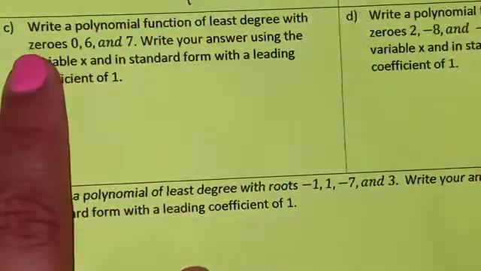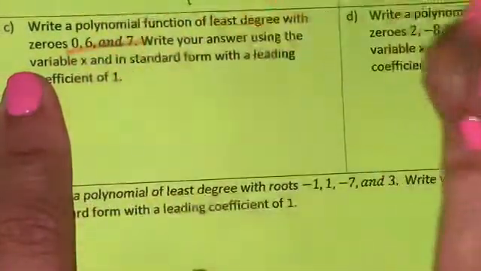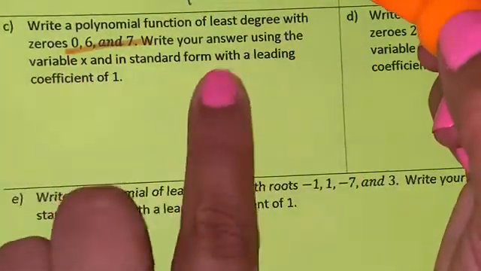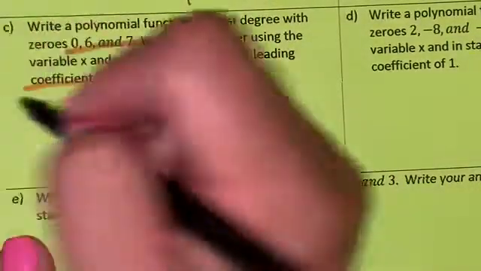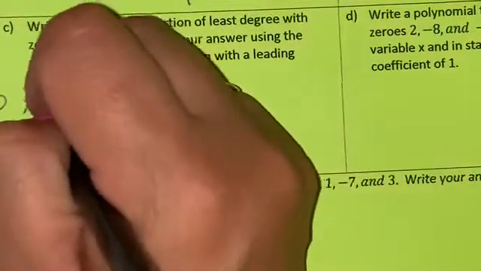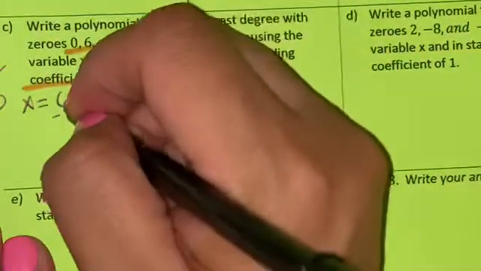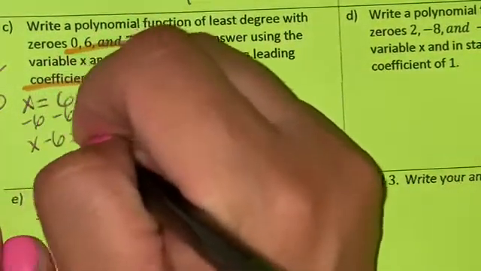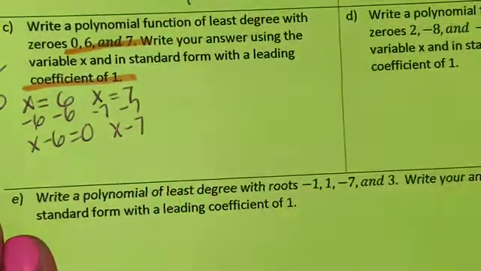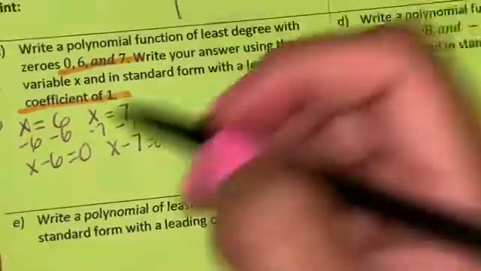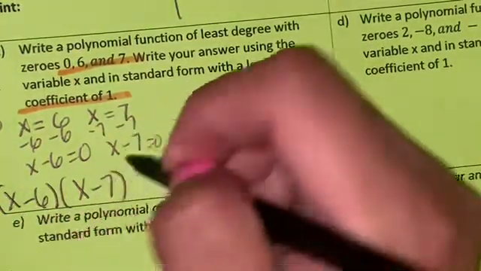C, write a polynomial function with least degree with zeros 0, 6, and 7. Write the answer using the variable x in standard form with a leading coefficient of 1. So we know that x equals 0, x equals 6, x equals 7. This one is good. Negative 6: x minus 6 equals 0. Negative 7: x minus 7 equals 0. Now we're going to multiply x times x minus 6 times x minus 7.